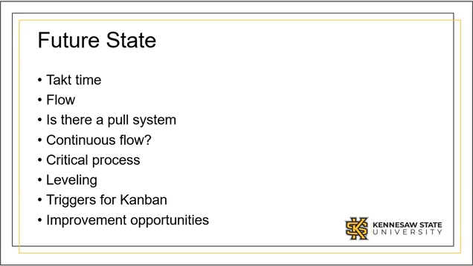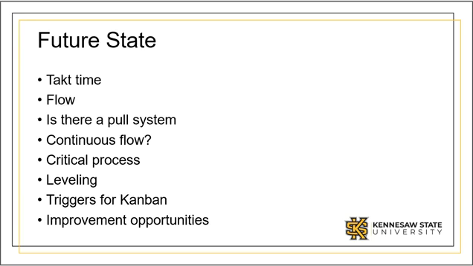Some things to think about would be the takt time of the process. What is the flow of the product? Does it go directly to shipping? Is there a pull system in place? Can one be incorporated? Can continuous flow be adapted to the process? Is this possible?